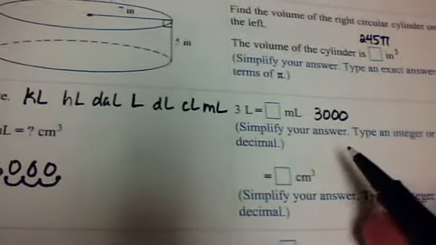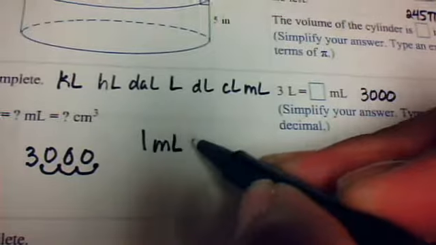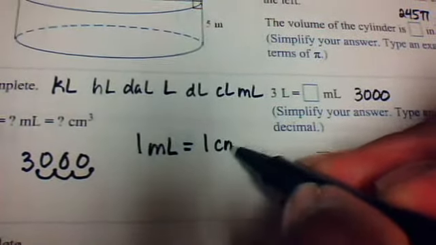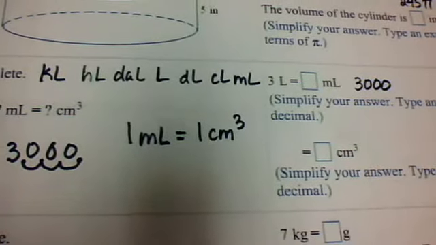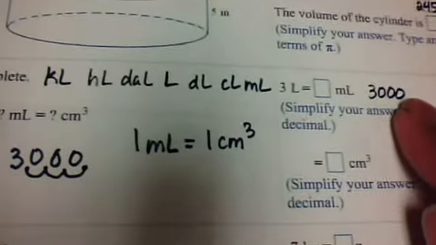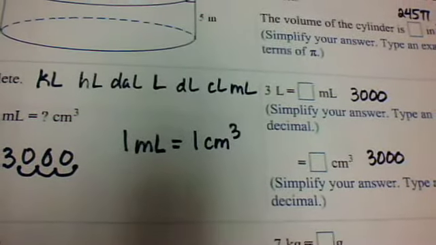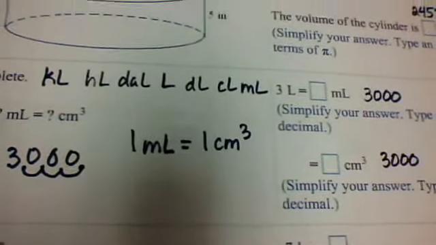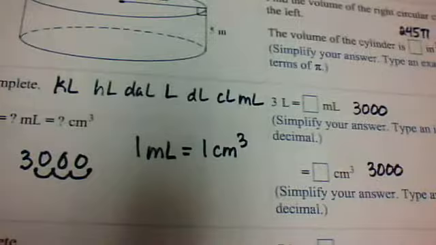Now we want to convert from milliliters to cubic centimeters. We are told in our textbook that 1 milliliter is equivalent to 1 cubic centimeter. So every 1 milliliter is equivalent to 1 cubic centimeter. We got 3,000 milliliters, that's going to be equivalent to 3,000 cubic centimeters, because 1 milliliter is 1 cubic centimeter. And that's all there is to it.